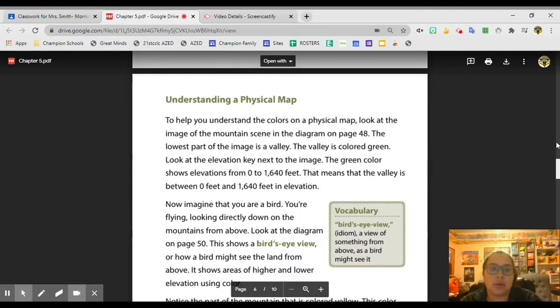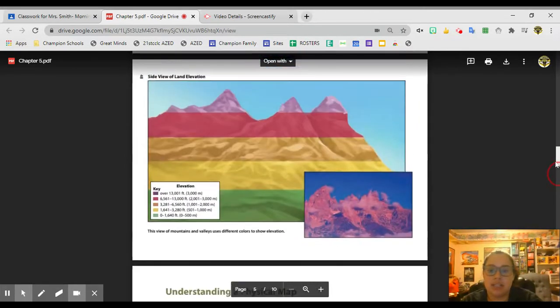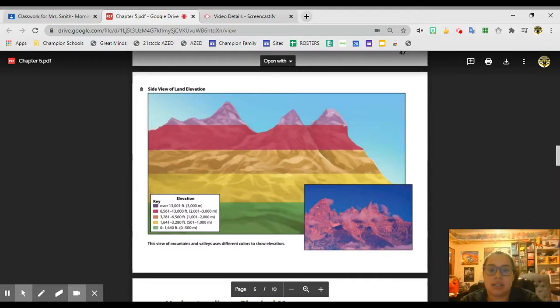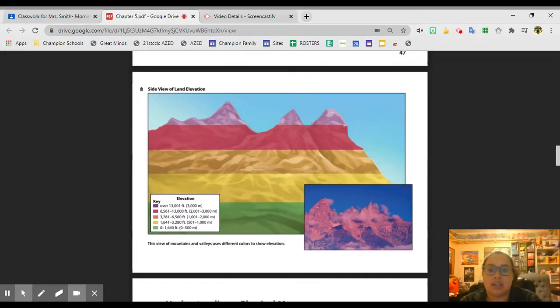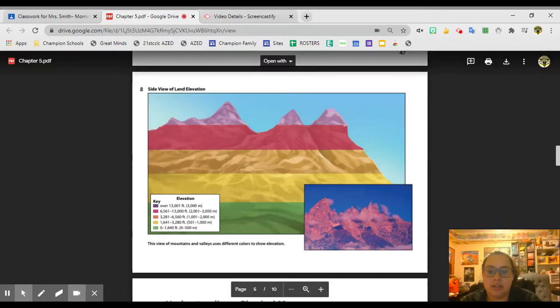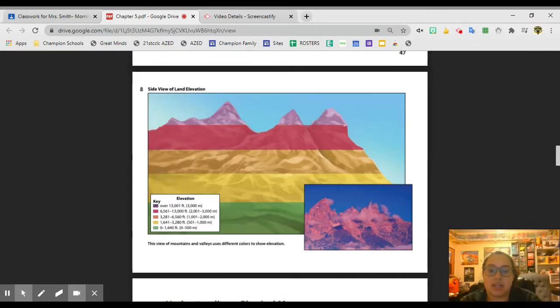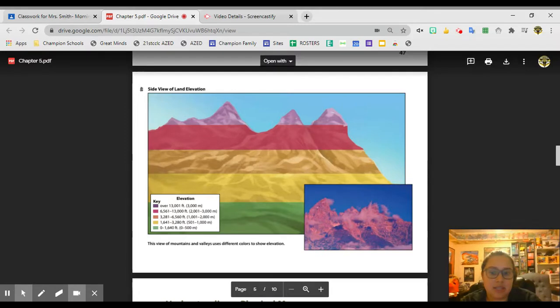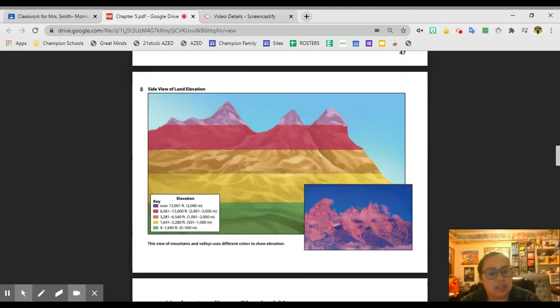So first we're going to go back to this diagram on page 48. And again, the higher you go in elevation, the color turns more purple. And the lower we are, we can see a green color. So here is the image as a physical map, and here you can see what the actual mountains look like.